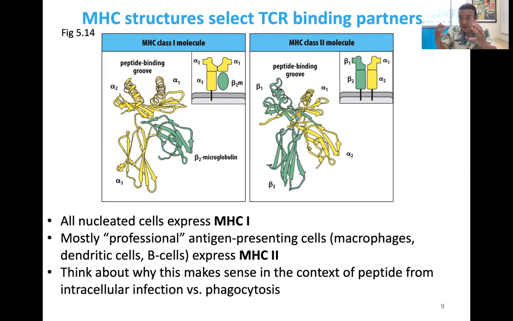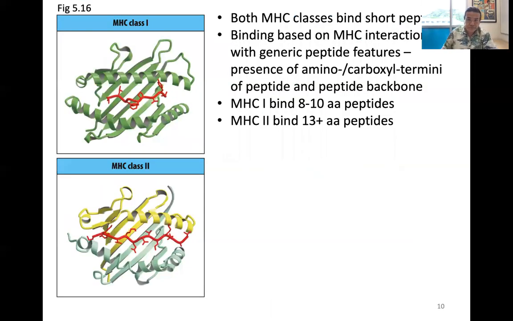Because it's just being the messenger here. It found something and wants to pass this message on. It itself does not want to be targeted for destruction. So that's why, for this third bullet point, I say think about why this makes sense in the context of a peptide that came from intracellular infection, versus a peptide that got into a cell because the cell was a professional APC and ate it. The subsequent steps on what the immune system does with this are different depending upon those two scenarios.